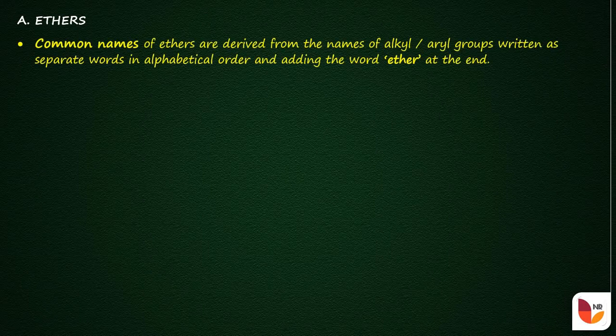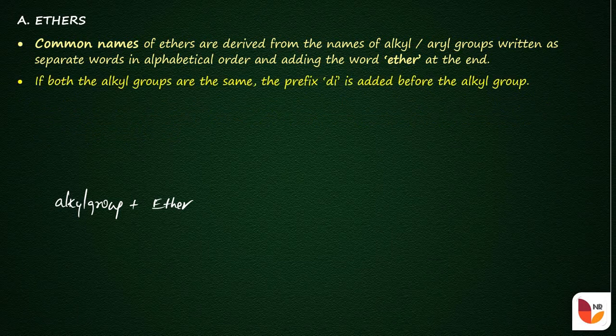Let us see the nomenclature in the case of ethers. That is, common names of ethers are derived from the name of the alkyl or aryl groups, written in separate words according to alphabetical order, and then add the word ether. That is, first write the name of the alkyl group, then attach the word ether at the end. And the general formula for the ethers is ROR'.